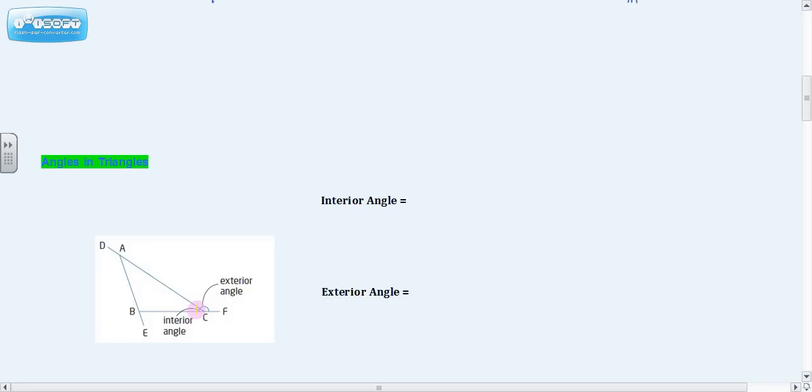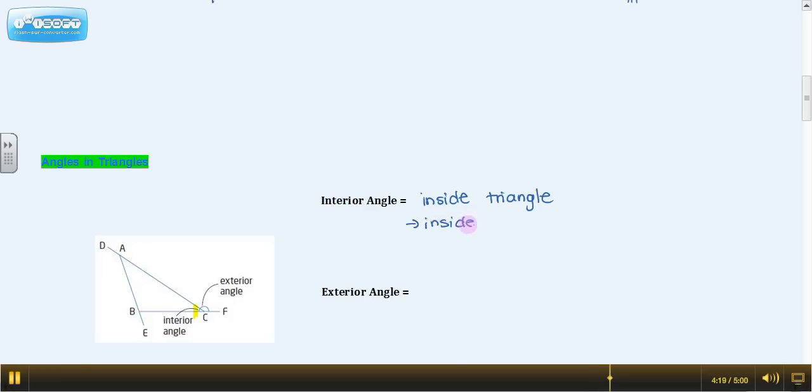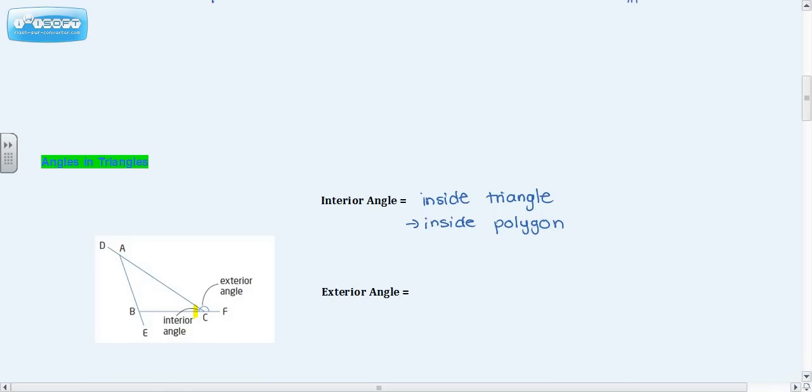An interior angle is the angle formed inside of the triangle. Now an interior angle doesn't always apply to a triangle, so the real definition is that it's inside of a polygon, so inside of a shape, which is opposite to an exterior angle, which is on the outside of the shape.